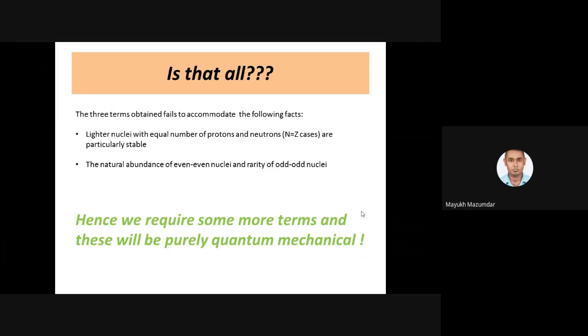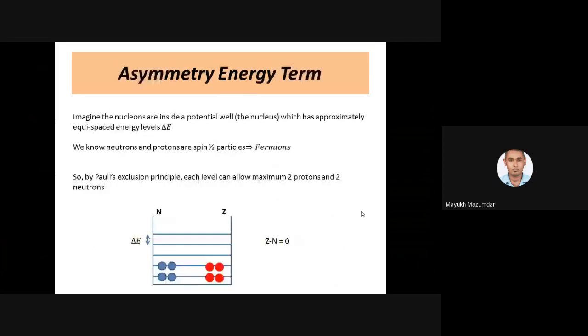Hence, what the modifiers of this model suggested is that now we need to call for pure quantum mechanics. That is, the terms or additives that we would be calling for now are purely quantum mechanical. We can't compare something with the volume of a water drop, or passengers in an overcrowded bus. So the first term, from here onward we are beginning today's discussion, is called the asymmetry energy term.